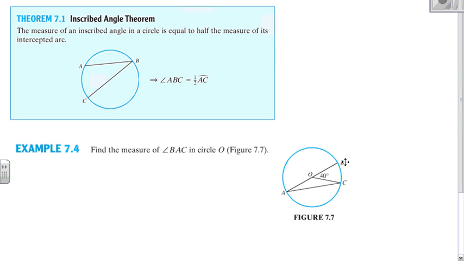So in this example, I'm trying to find the measure of angle BAC, which is an inscribed angle. Since the central angle is 40, the arc is 40, which means the inscribed angle is half of that. So the measure of angle BAC would be half of 40, which is 20 degrees.